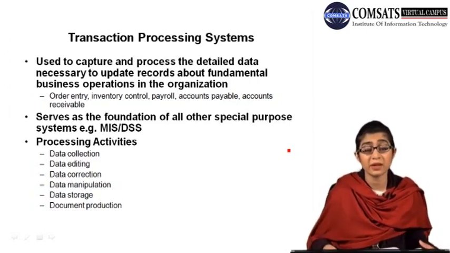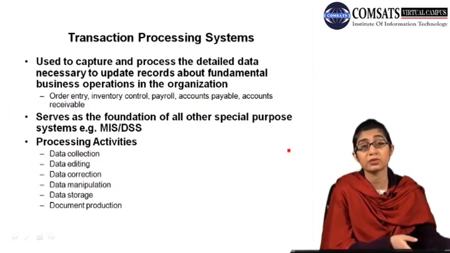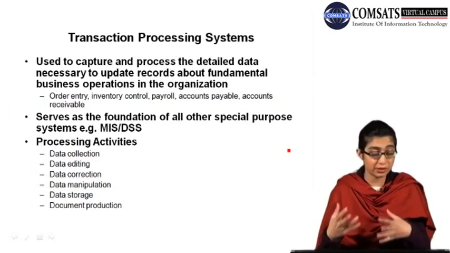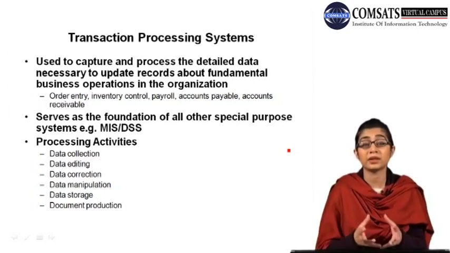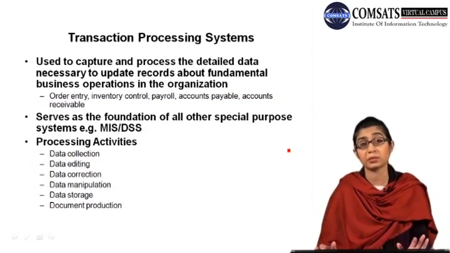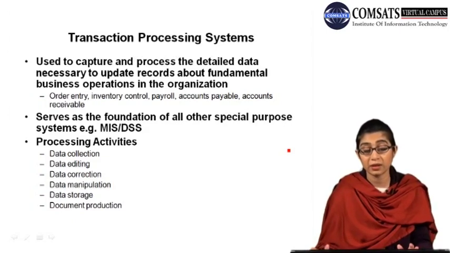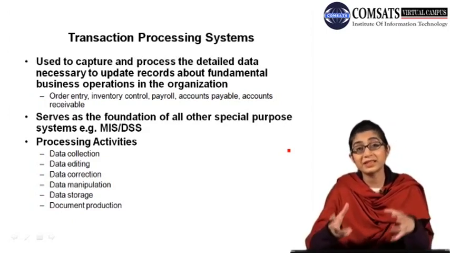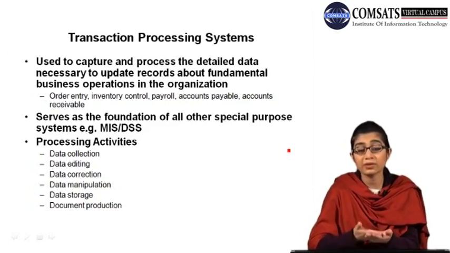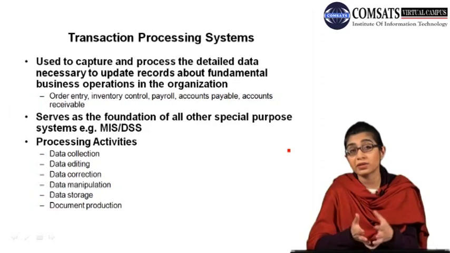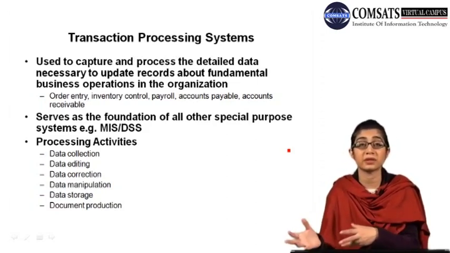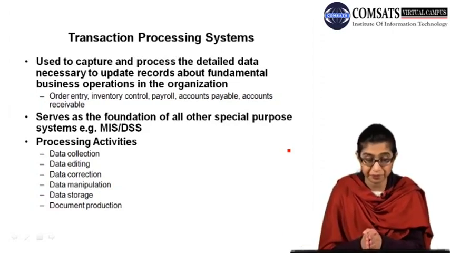What kinds of activities? For example, order entry, inventory control, payroll systems, accounts payable, accounts receivable, etc. This kind of work is all done by the TPS. There are different kinds of TPS working in the different functional areas of the organization. Basically, these transaction processing systems serve as the foundation of all the other kinds of information systems, including the MIS, the DSS and other special information systems, including the ESS as well.